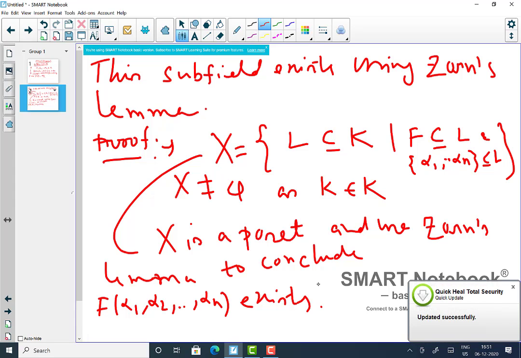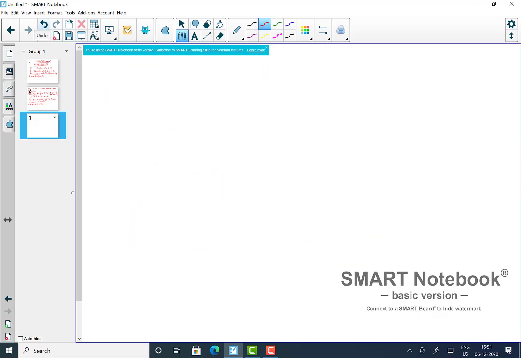This is not only true for finitely many elements, it can be true for infinitely many elements also. You can have such an extension which is generated by infinitely many elements over the field. The interesting case we are going to use is when n equals 1. What does that mean? Suppose you have a field L which is F of some alpha, a single element.